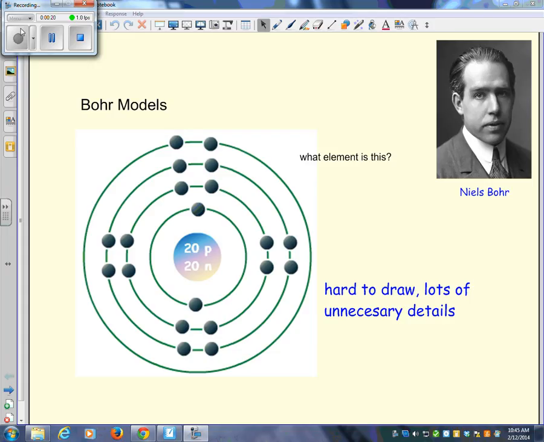Here's a picture of Niels Bohr. This is the guy that came up with the diagrams. Can you tell me what element this is up here? It is, you're right, it is number 20.